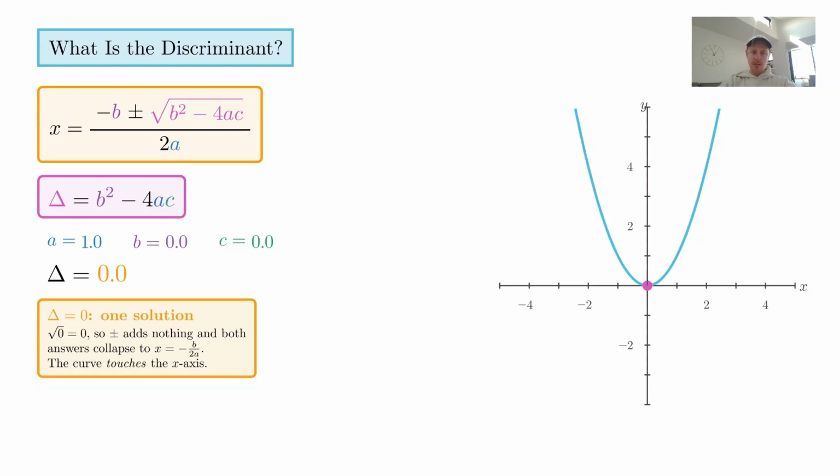If b and c are 0, you get 0 squared, which is 0, take away 4 times 1 times 0, which is also 0. And so we end up with a situation on our parabola where we just touch the x-axis once, because the square root of 0 is 0. And so you're just left with your solution being the axis of symmetry, which is -b on 2a, and the other part falls away. It's not there anymore.